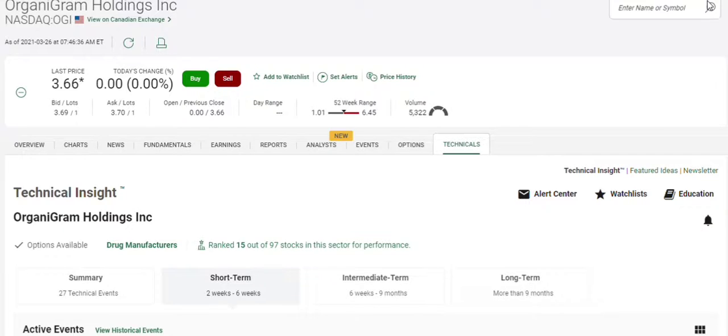Now this morning I'm going to go over OGI with you. I'll look at some technical insight, short selling activity, and institutional holdings.